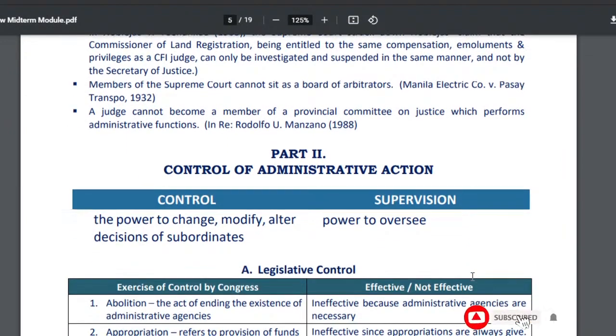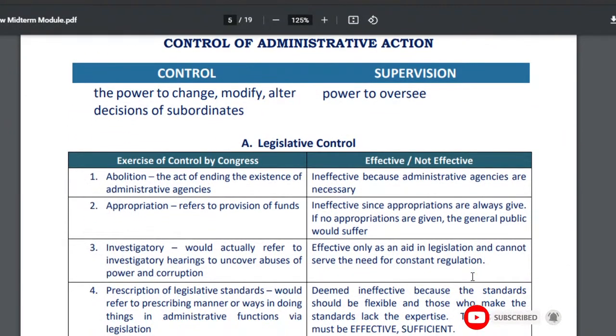Control of administrative actions. So we have here control. When you say control, it has something to do with the power to change, modify, alter decisions of the subordinates. And then supervision is the power to oversee. So in control, for example, if a subordinate, let's just say the decision was promulgated or issued by the regional director of a particular office. So that director actually is under the secretary, for example.